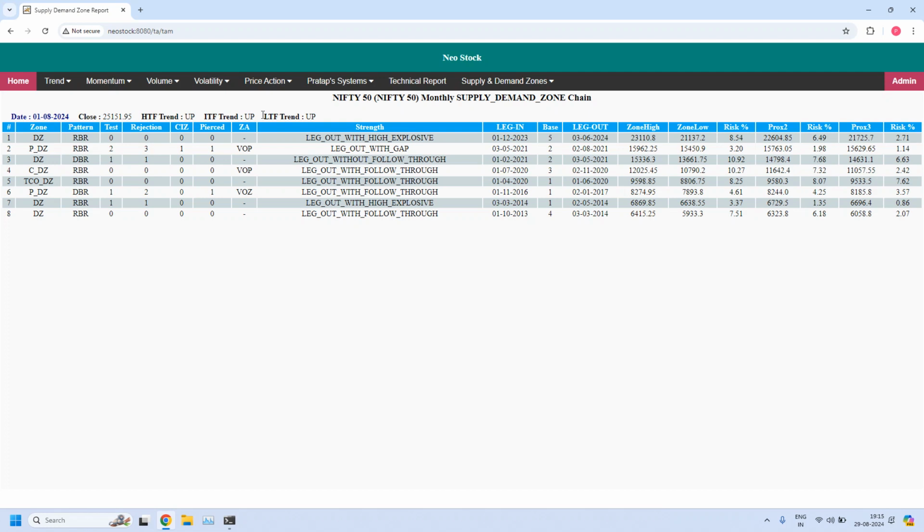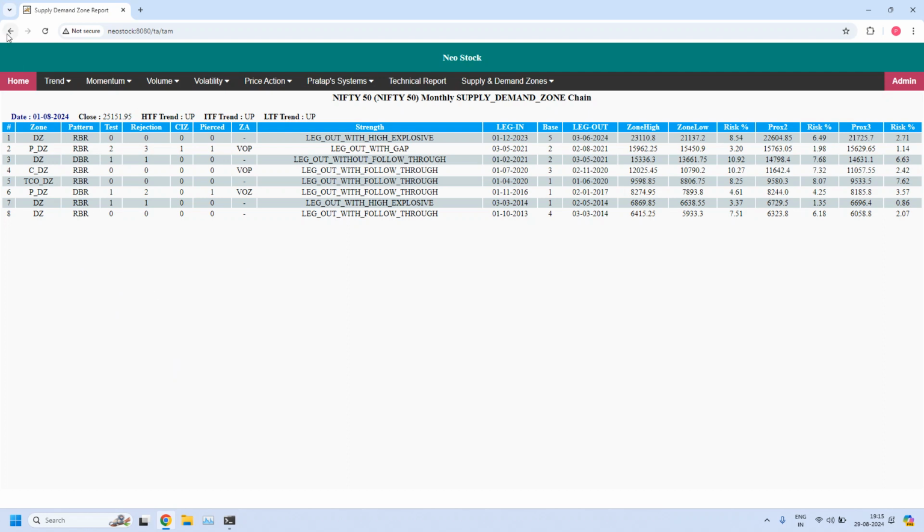And one point, the trend: whichever time frame we are currently selecting, for example monthly, here the monthly trend is the LTF trend, that way you have to understand. One time frame higher is quarterly, one more time frame higher is yearly. That is the way you have to understand the rest of the reports.